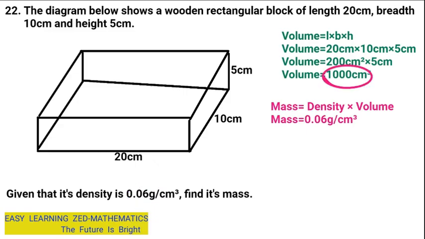Then we write mass is equal to, so when you multiply 0.06 gram per centimeter cubic times 1000 centimeter cubic, we are going to get 60 grams.